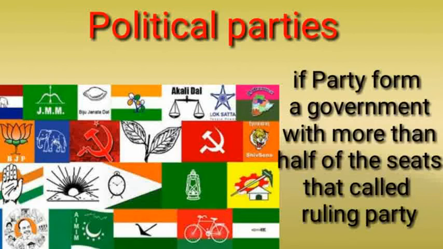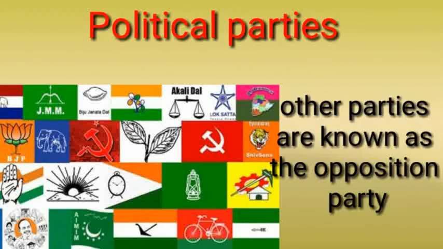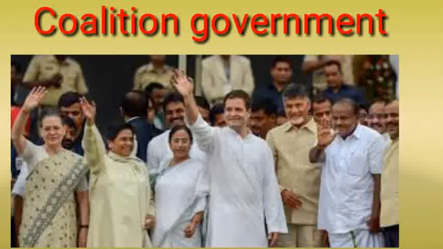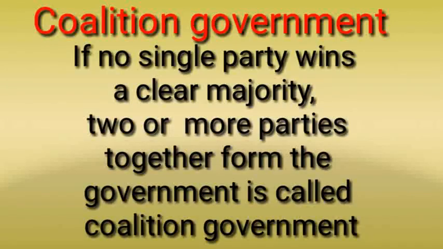There are many political parties in India. If any party wins more than half of the seats, it can form a government. The party that forms a government is called the ruling party, while the other parties are known as opposition parties. Let's move forward to understand the coalition government. If no single party wins a clear majority, two or more parties together form the government. This type of government is called a coalition government.